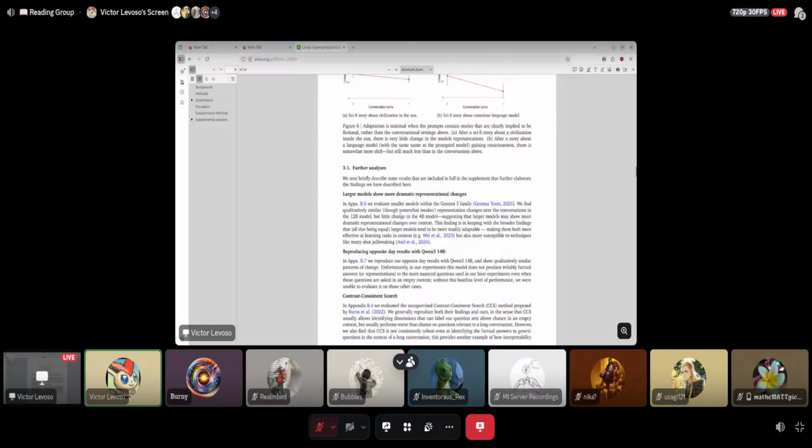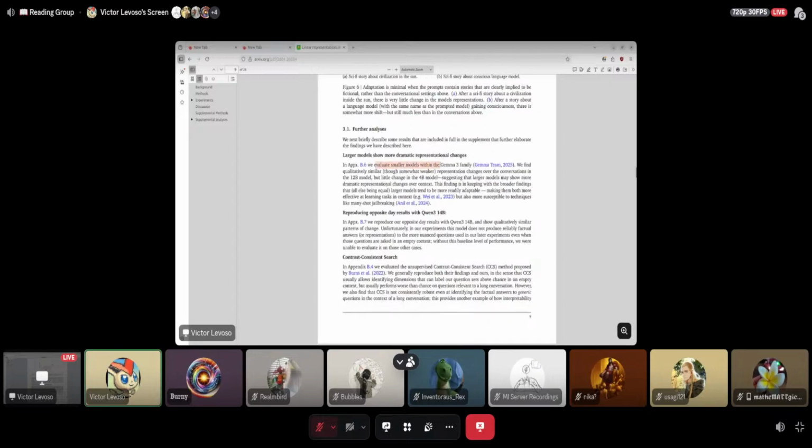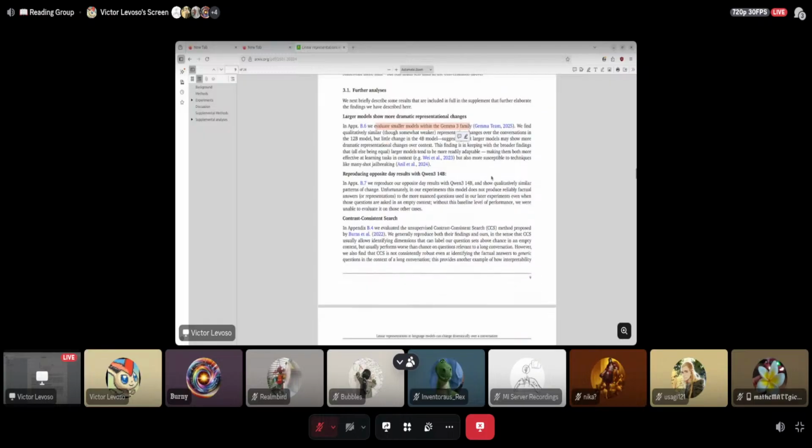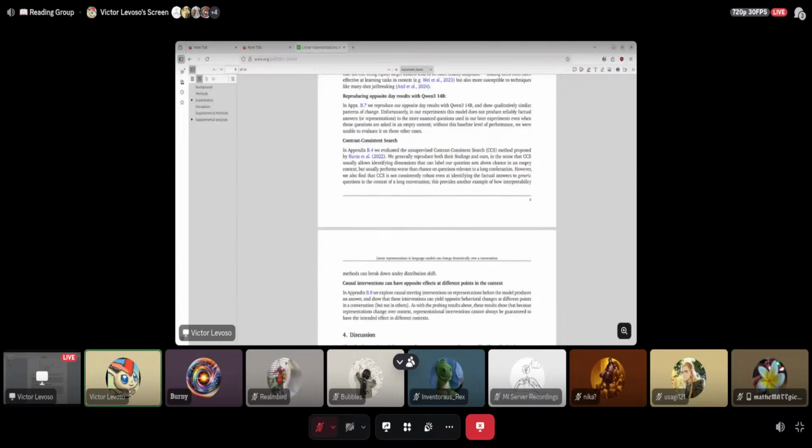Let's briefly describe some results that include the full supermarket, evaluating the smaller models with the Gemma 3 family. Representations change over conversation in the 12B model, but little change in the 4B model, suggesting that larger models might show some automatic representation change over context. These findings are in keeping with further findings that there is resource working. Okay, yeah. Okay, so makes sense. Reproducing opposite data sets with Qwen 3 14B.